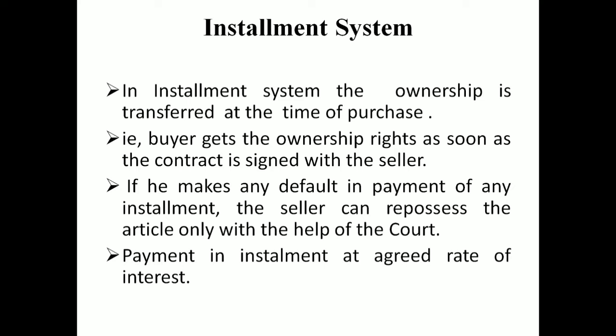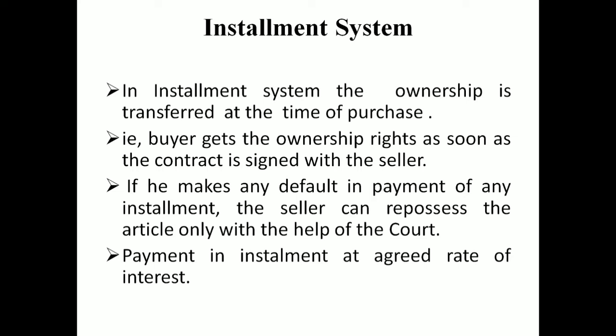In addition to that, the payment of installments is at an agreed rate of interest. Normally the payment will be in installments, at an agreed rate of interest. That is also an important characteristic of an installment system. So these are some of the important characteristics of the installment system, and the first one is that ownership is transferred at the time of purchase, at the time of signing the contract itself.